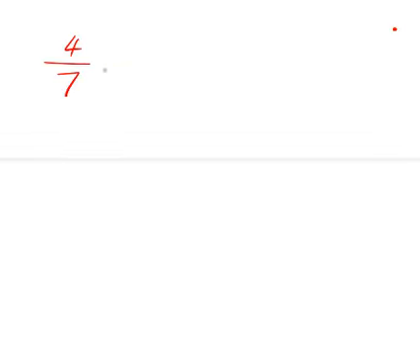4 over 7 plus 1 over 7. So we can see that here the denominator is same. Our answer's denominator will also be 7. Then just add the numerators, 4 plus 1, which is equal to 5. Okay, I will show another example.